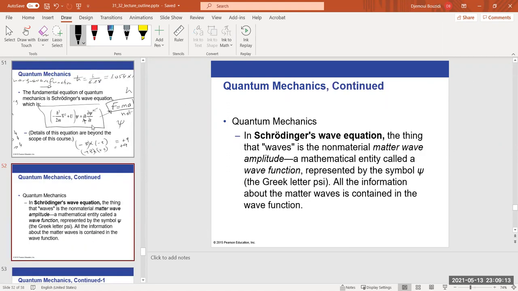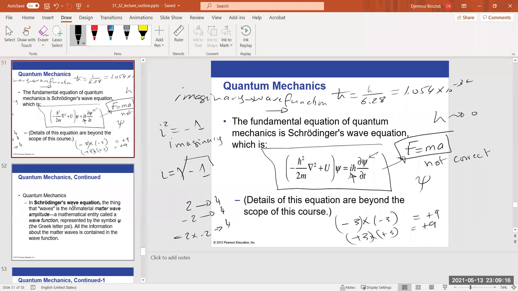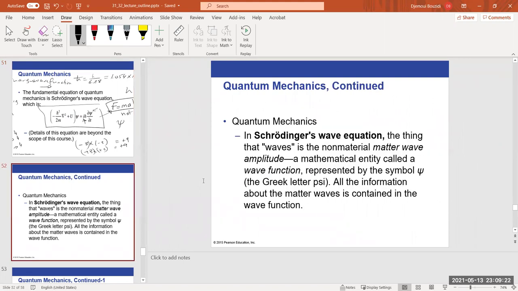Okay, so this is Schrodinger's equation. You have probably heard of it, and of the famous Schrodinger's cat and all of these things in the common literature. In Schrodinger's wave equation, the thing that waves is the non-material matter wave amplitude. It's not real, okay? It's a mathematical entity called the wave function, represented by the Greek letter psi. All the information about the matter is contained in it. You can retrieve whatever bits and pieces you want off of it, but itself has no meaning.